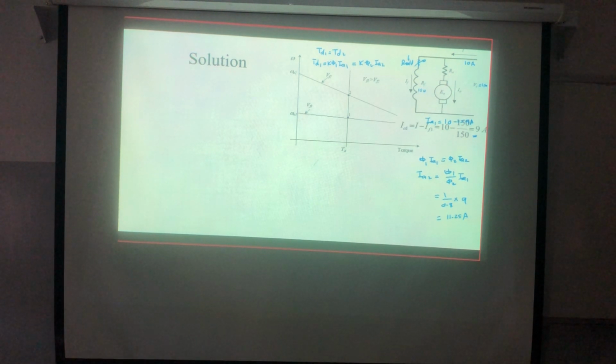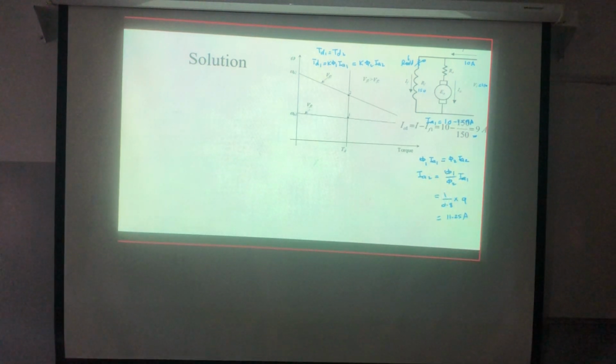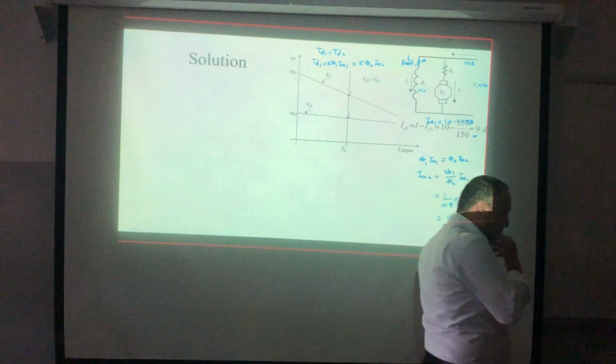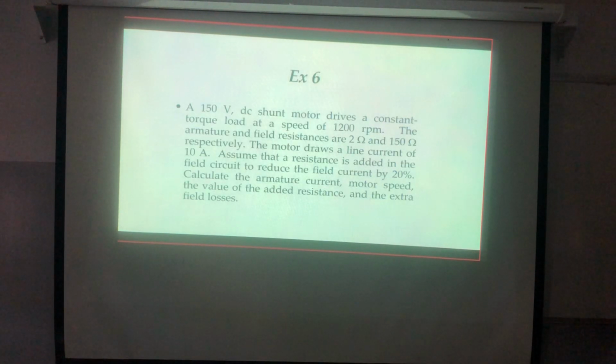11.25 ampere. So you see, in order to maintain the same load, I need to increase the current. Why? Because I'm reducing the flux. So this is the first part. The second part was what? What do I need to do? Okay, so this one, the armature current, the motor speed.